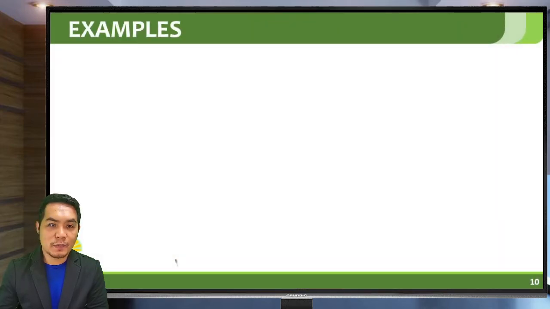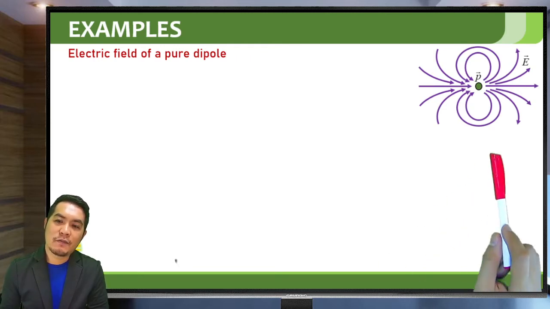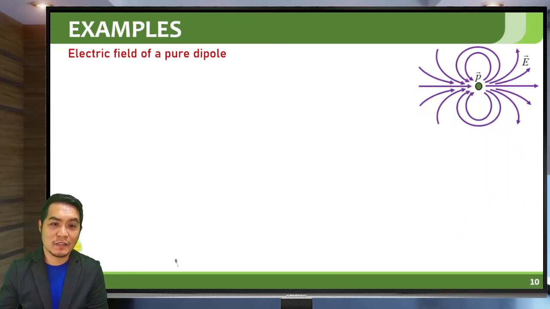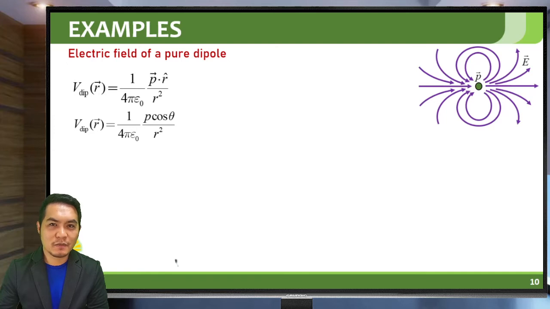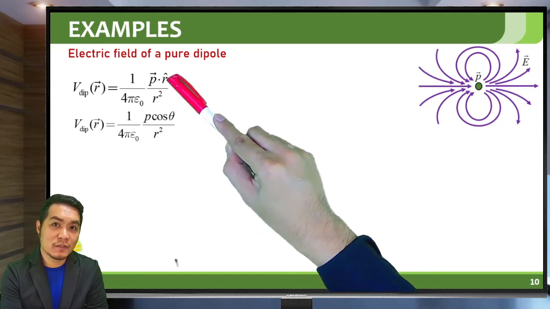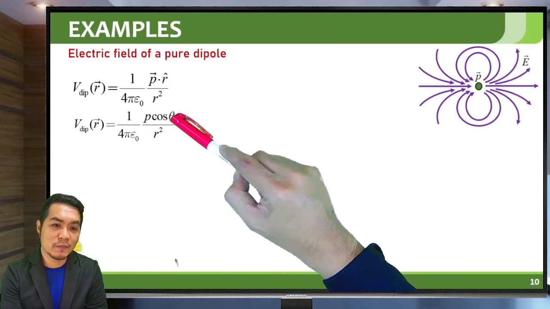So let's have an example on how to find the electric field of a pure dipole. This is our pure dipole. What electric field function will describe this electric field pattern? We start with the potential of the dipole. So p dot r hat, again, we can write that as p cosine theta: the magnitude of the first vector p, the magnitude of the second vector, which, since this is a unit vector, is 1, and then the cosine of the angle between them, cosine theta.